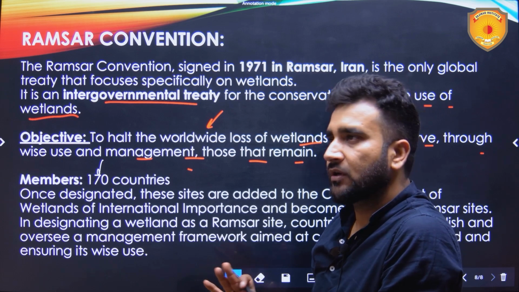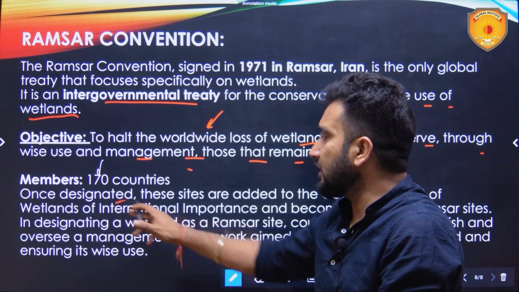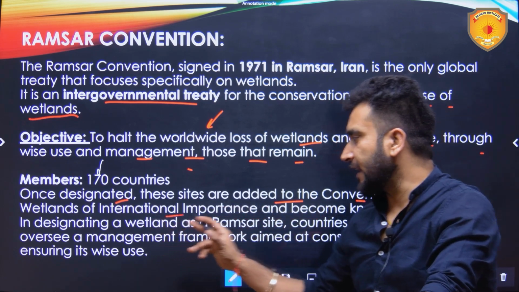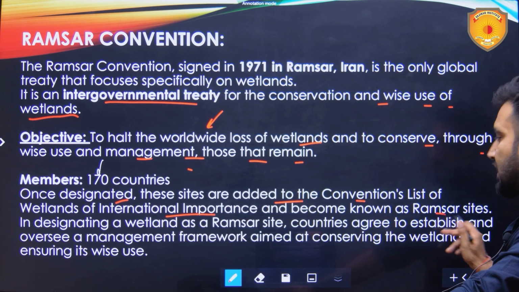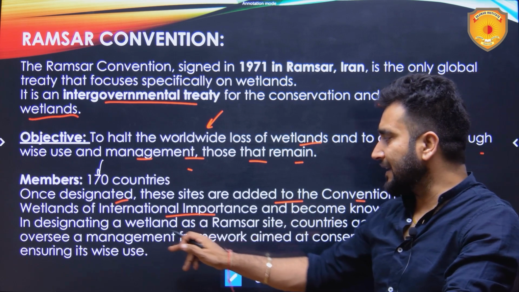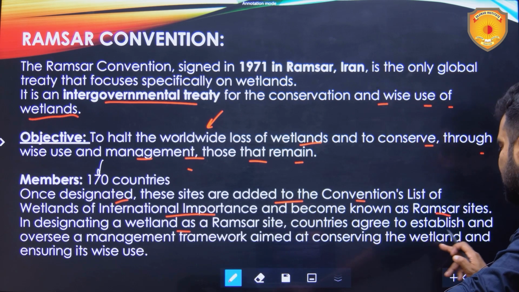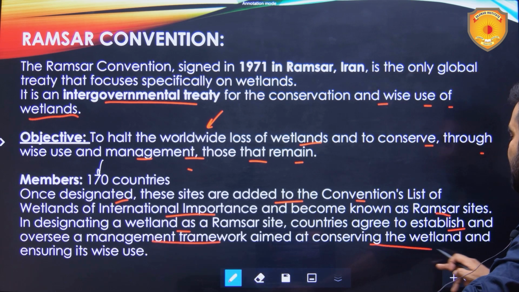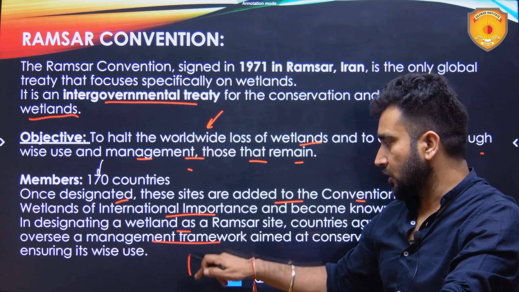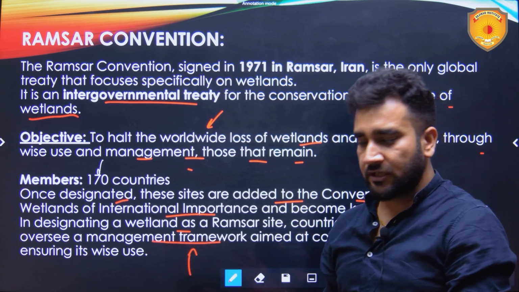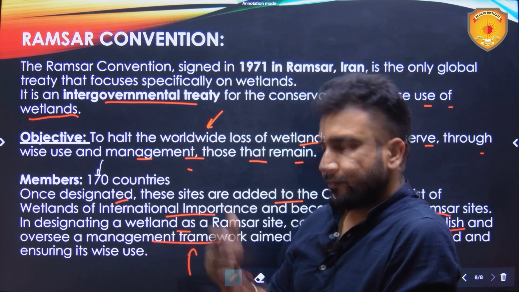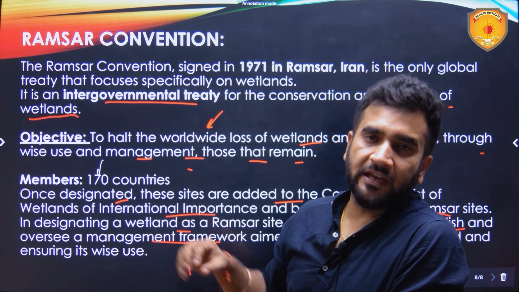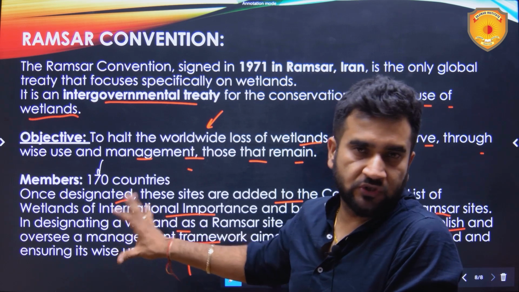This is basically what happens. Once designated as a Ramsar site, these sites are added to the convention's list of wetlands of international importance and become known as Ramsar sites. In designating a wetland as a Ramsar site, countries agree to establish and oversee a management framework aimed at conserving the wetland and ensuring its wise use. This management framework is specifically designed for that particular site which has been designated as a Ramsar site. It simply means that additional focus is being given to those sites.